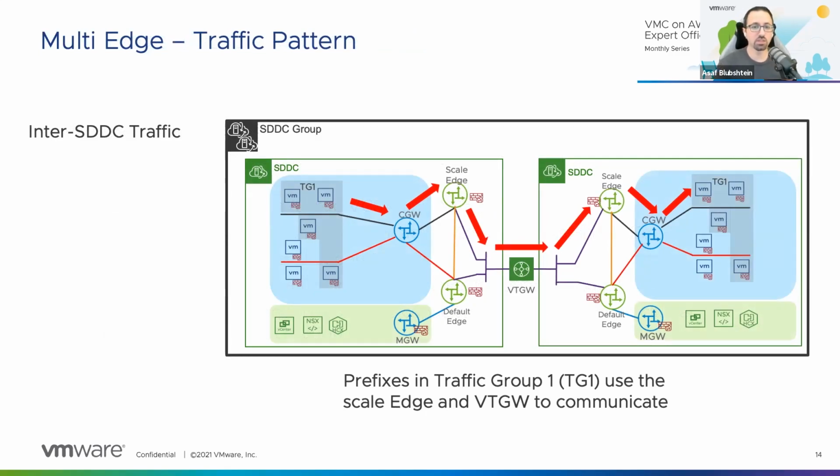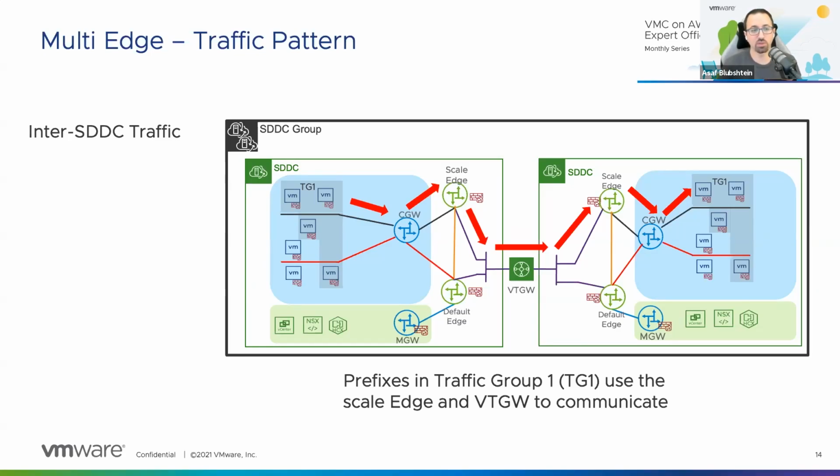So the traffic pattern here, and this is pretty much the same traffic pattern, whether it's going to a connected VPC or to a native VPC in AWS. The reason we chose this diagram is to show both incoming traffic and outgoing traffic between 2 SDDCs leveraging the VTGW. So we can configure multiple prefixes and multiple site ranges, and even individual VMs or workloads if we want, to route using a different edge.